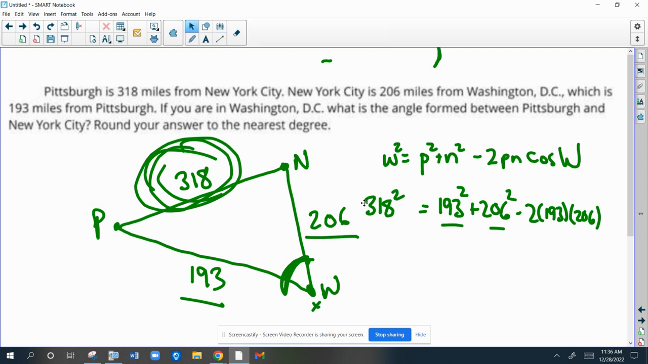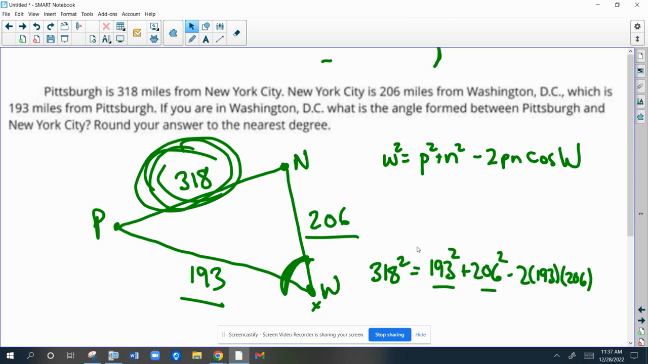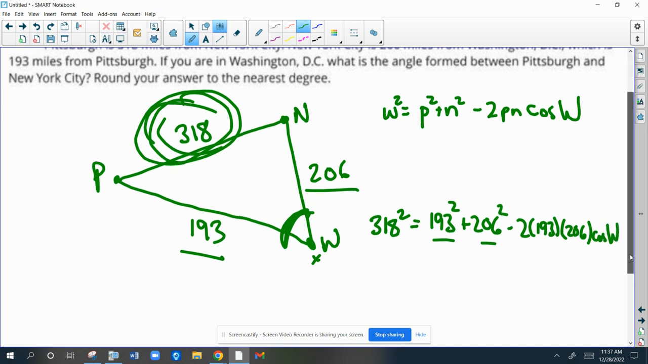So bad planning on my part as usual. Let's move this stuff over a little bit. Times the cosine of W. Now we have to solve.